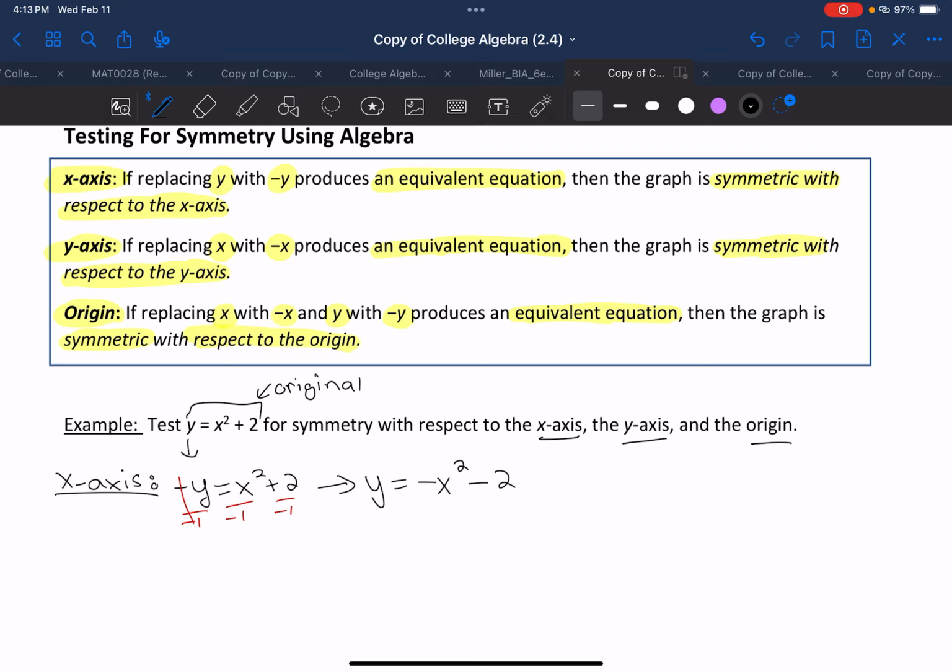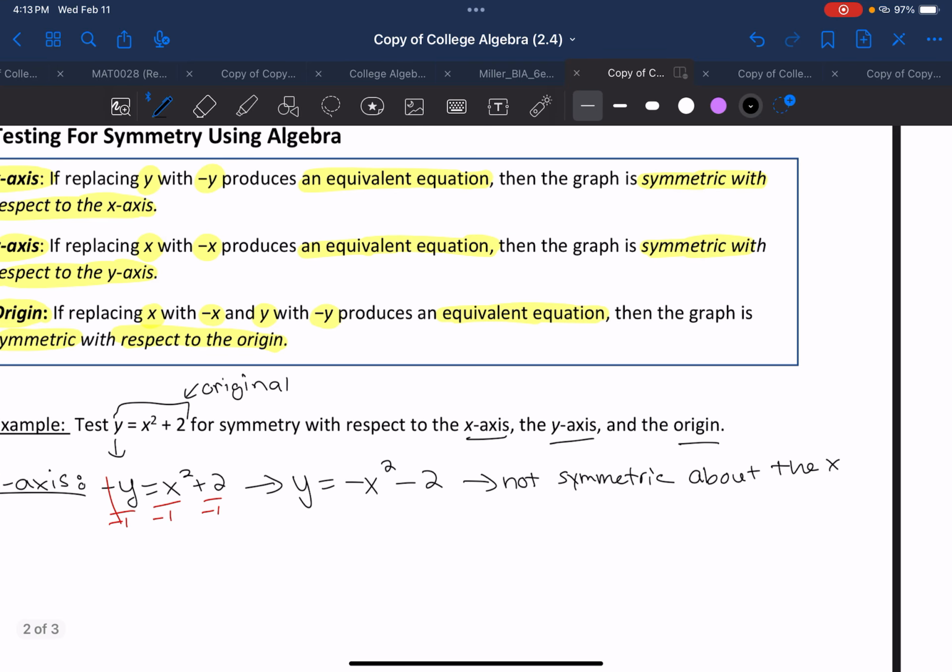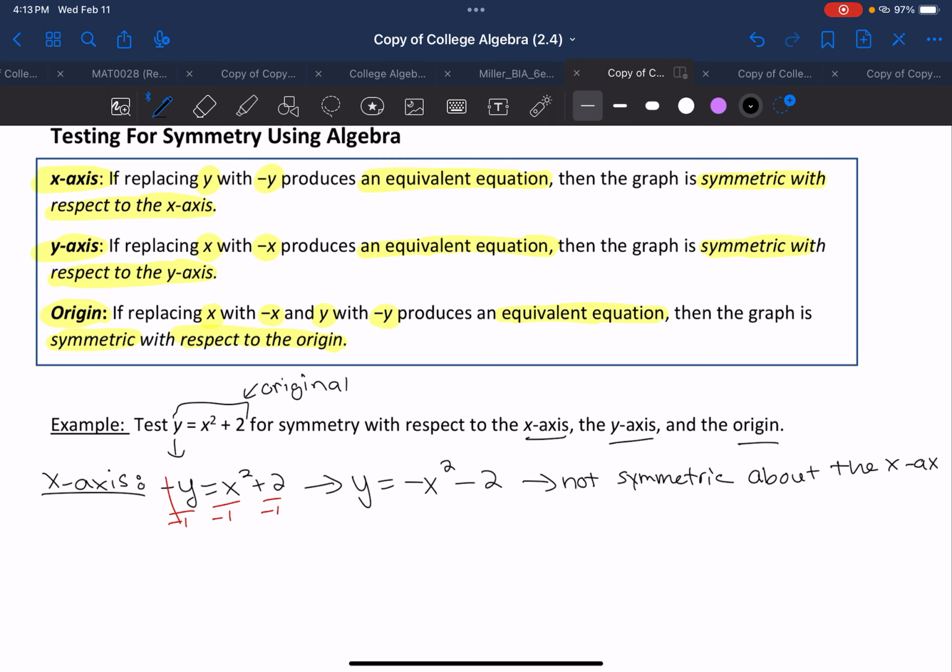And this is not the same as the original because the x squared and the 2 are both negative. The originals were both positive. So this is not symmetric about the x-axis, because it's not the same as the original.